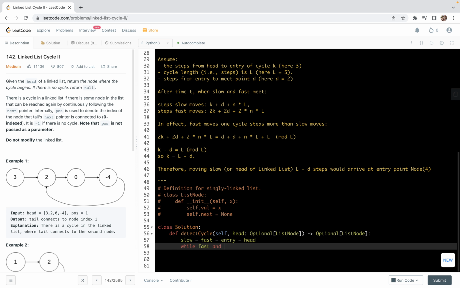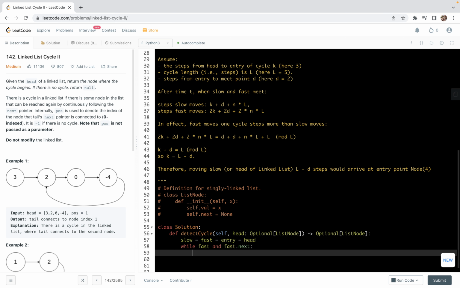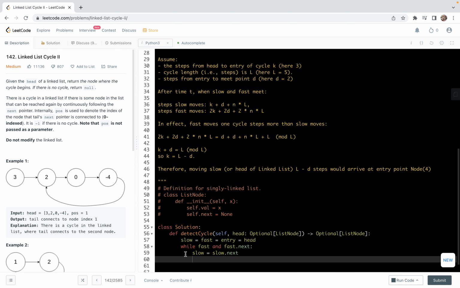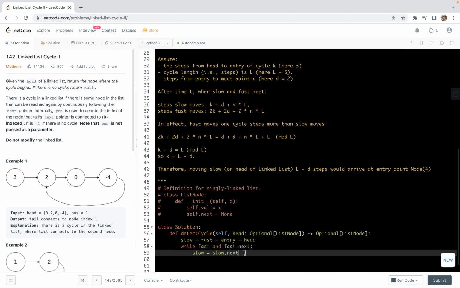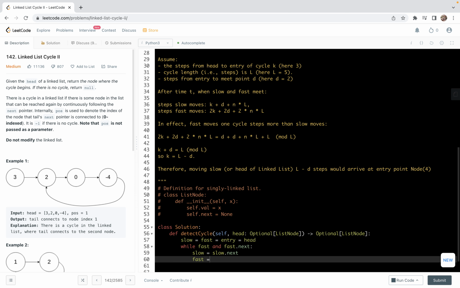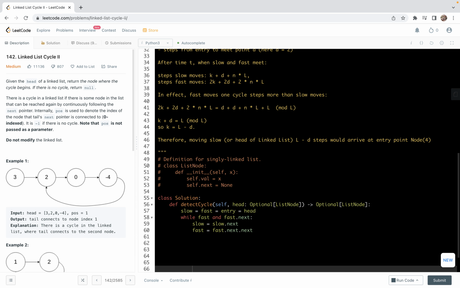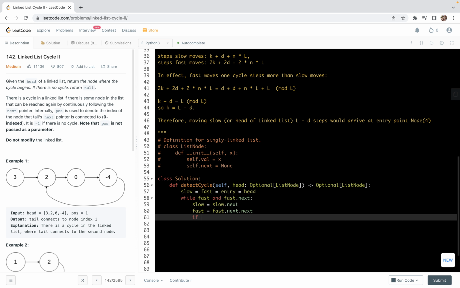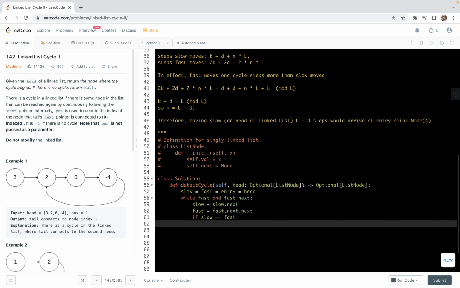So while fast and fast next, right? This is our while loop condition. And then what we are going to do is to move slow 1 step each time, slow next. Because fast is not null, slow must be not null. And also because fast next is not null, we can do this: fast equals fast next. The reason is that this guy is not null. So what we do here, we want to check if slow equals fast. This condition basically tells us there is a cycle and the slow and fast meet. And then we want to move slow or head or the entry point, the K minus D steps, right? If you want to specify.